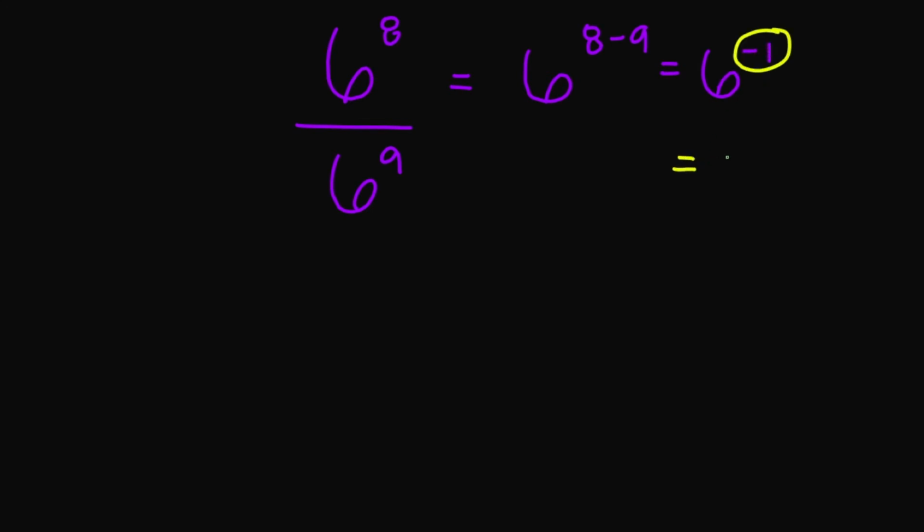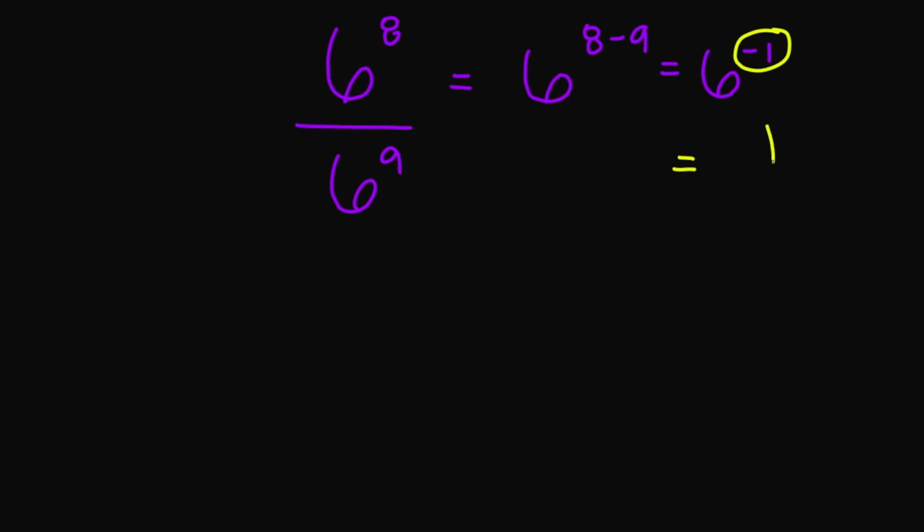6 to the 8th divided by 6 to the 9th. We're going to subtract 6 to the 8 minus 9. This is going to give us 6 to the negative 1 power. Because I now have a negative exponent, I'm going to bring that down to my denominator to make it positive.